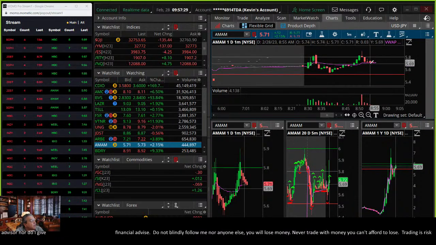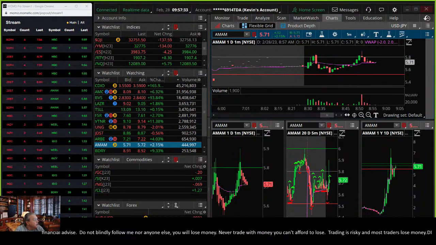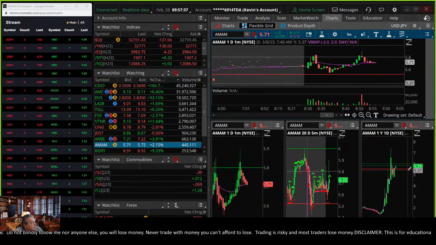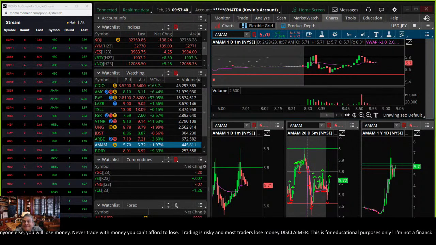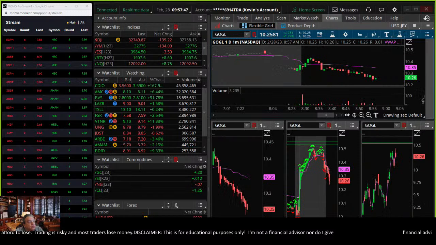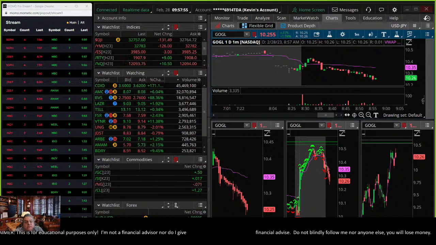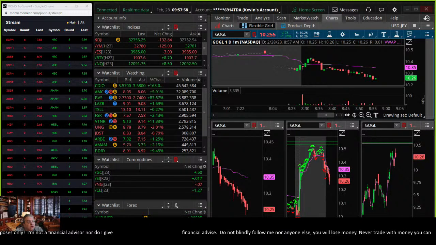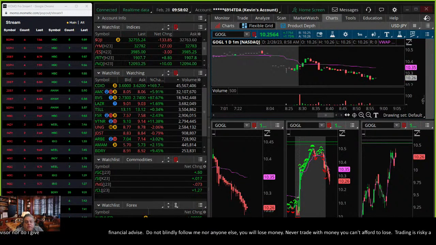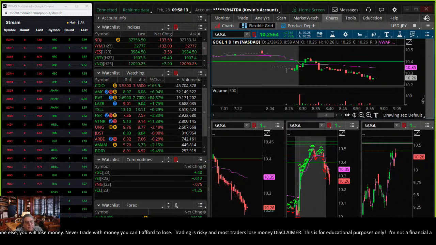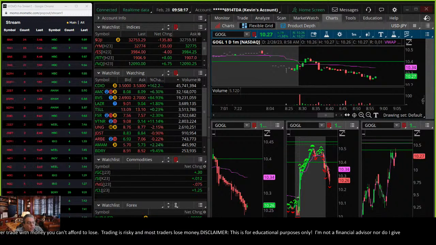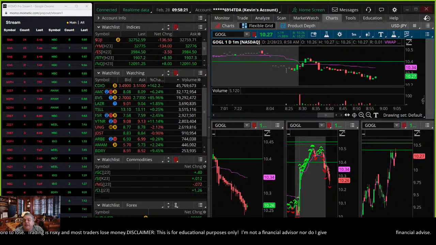I added on my AM down here. Still looking for some additional targets to get hit. I'm watching also GOGL. Like to see GOGL come up to just a little bit over $10, 10.40. I look to buy it around 10.40. So once we hit that, I'll start looking at possibly buying it.